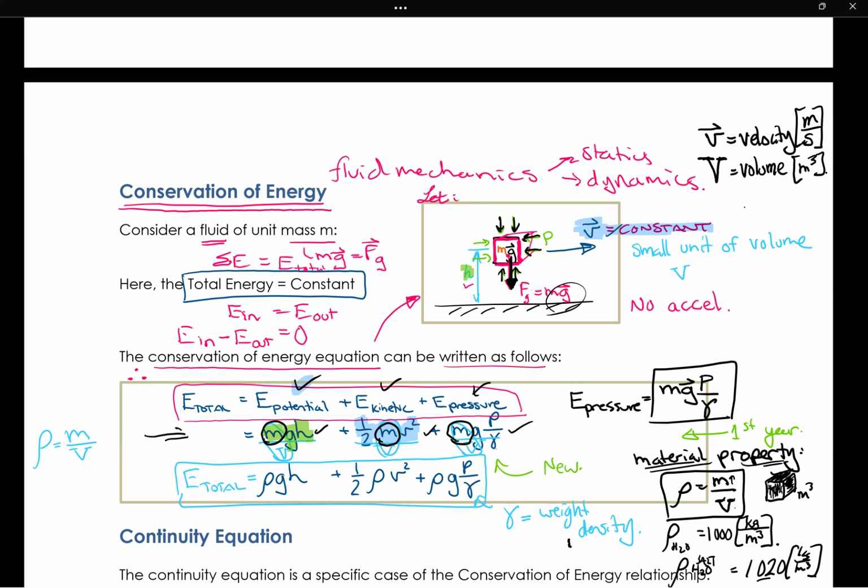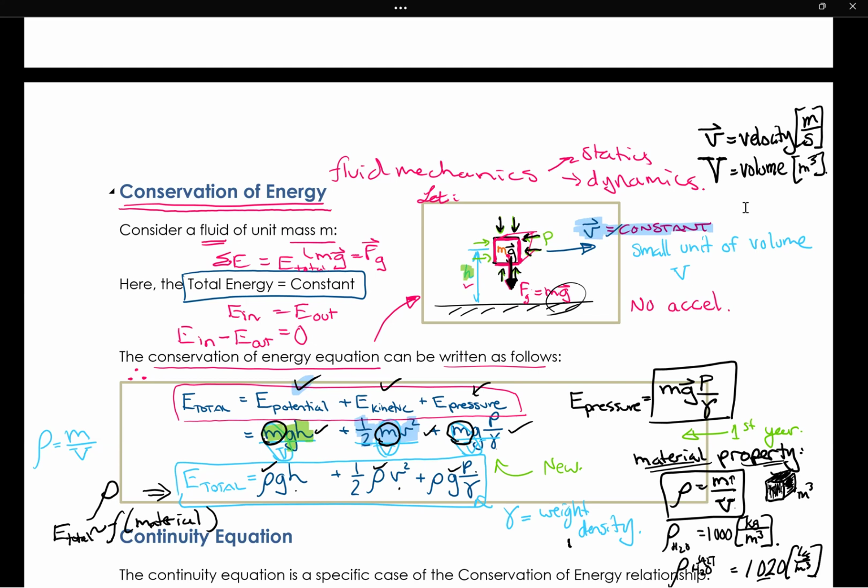When I look at this equation here with mass in it, it's a function of the current problem, right? But if I can look at that in terms of density, now E total is a function of the material, of the type of fluid. If we know the fluid, then we would know density. And all we have to know is height, velocity, pressure. Yes, because we know density. We know the fluid. And in most cases, we know the fluid.